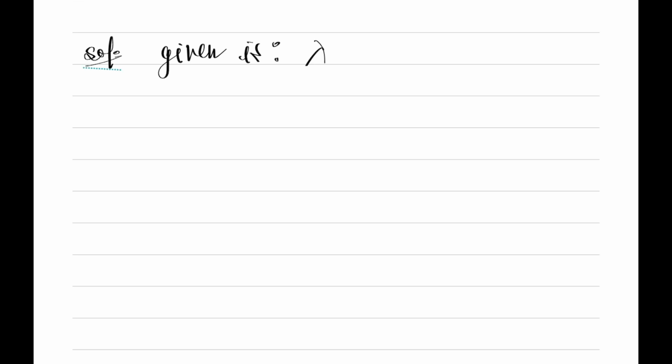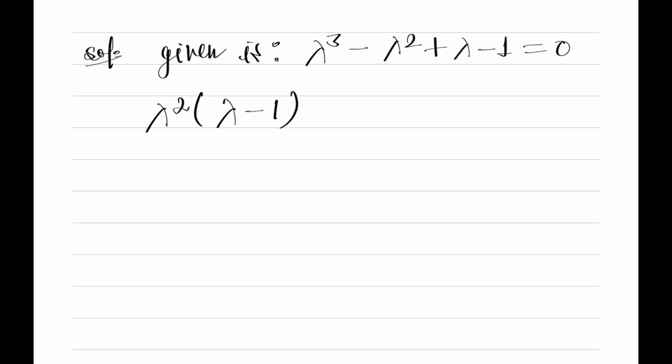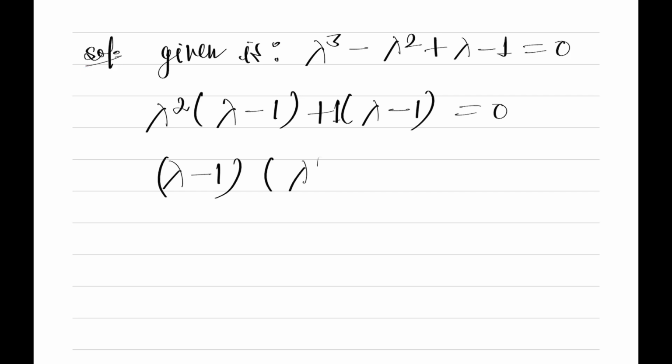Given is our characteristic equation lambda power 3 minus lambda squared plus lambda minus 1 equals 0. Now we simplify. We take lambda square as common, then we are left with lambda minus 1, plus we take 1 as common, it will be again lambda minus 1. Now we can take lambda minus 1 common, it will be lambda square plus 1 equals 0.